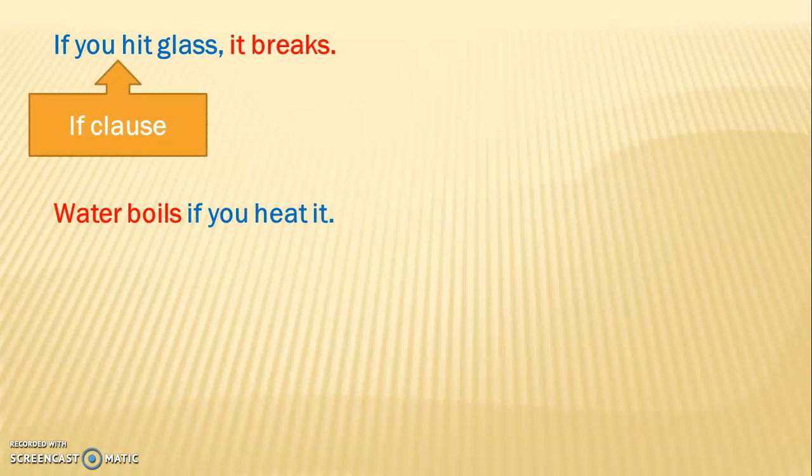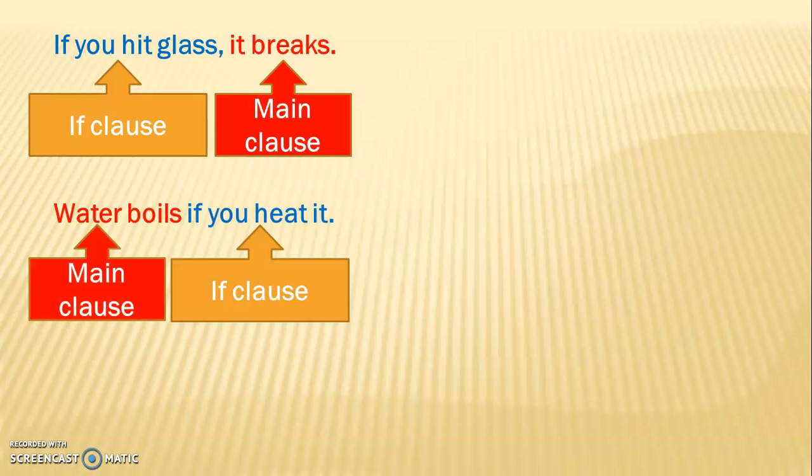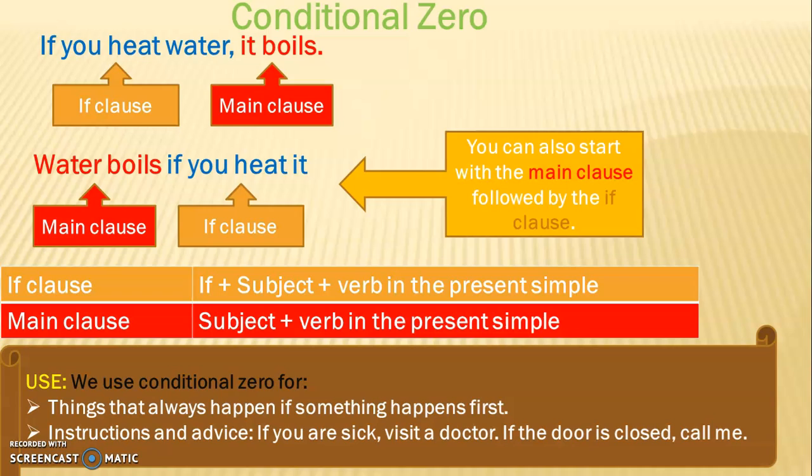In this case, in blue is the if clause, and in red is the main clause. In the second example of the same situation, we have an inverted sentence. We have the if clause at the end, the second part in blue, and at the beginning you have the main clause in red. So here you have the explanation, and then you have the pattern.